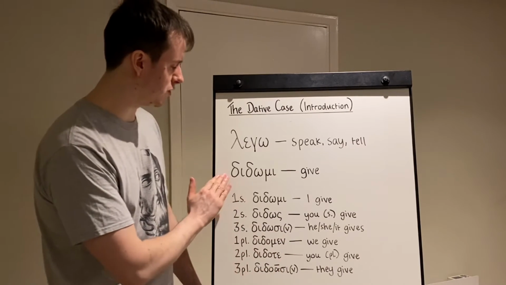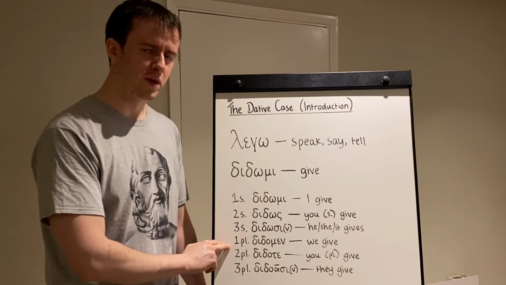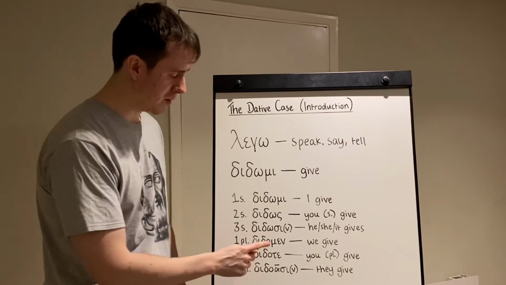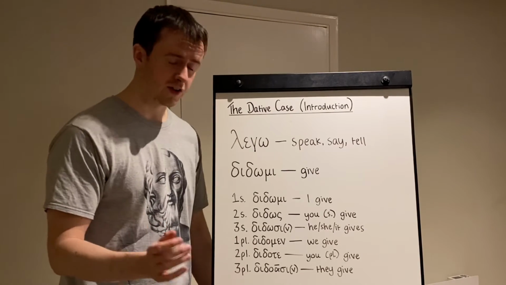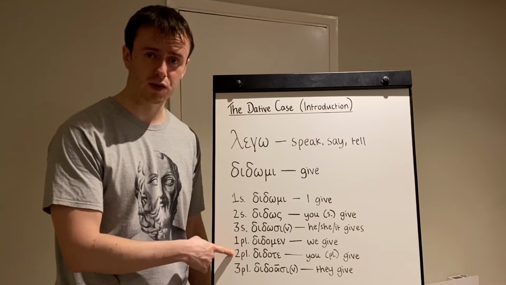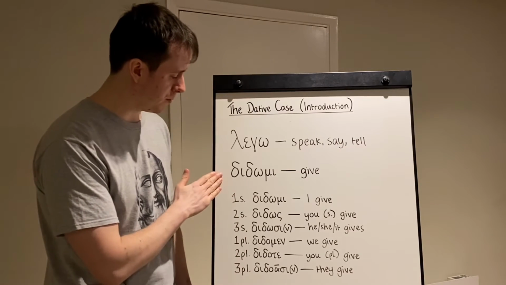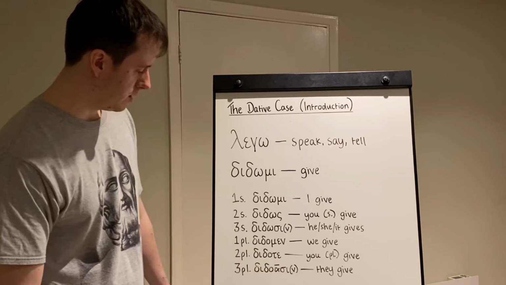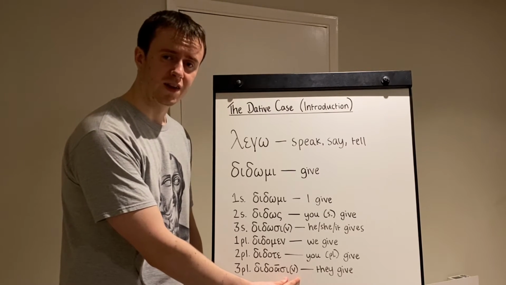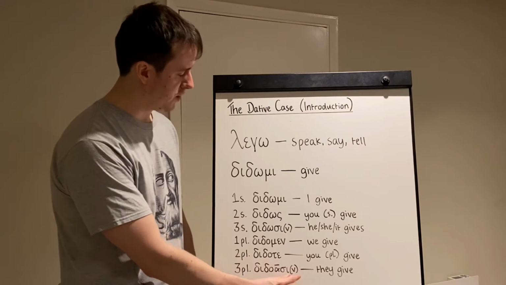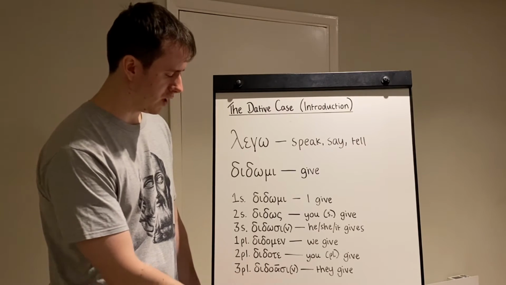In fact, in the case of didomi in particular, they both end in omen. However, not all mi verbs will have omen, but they will all have men in the present indicative active first person plural. Another similarity is that you've got the ending te in the second person plural. In verbs in omega, it is ete. In the case of didomi in particular, it is ote. And then finally, one other similarity is that you've got the ending si in the third person plural. In verbs in omega, you have the ending ousi. In the case of didomi, you've got asi.